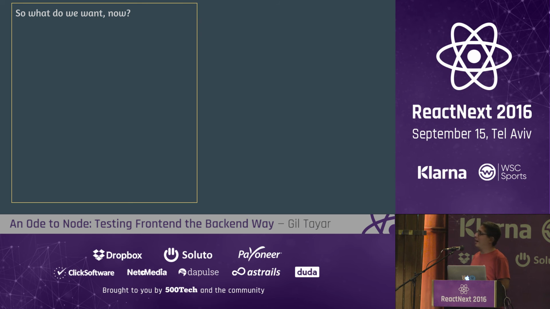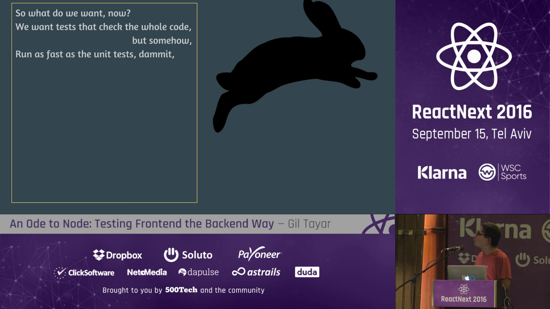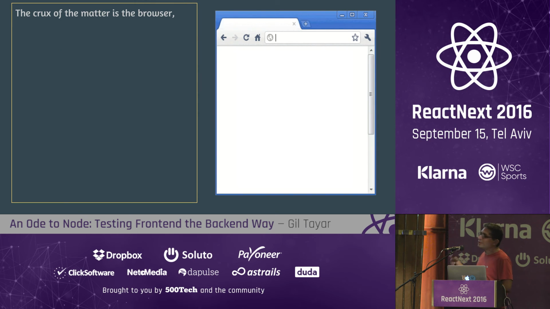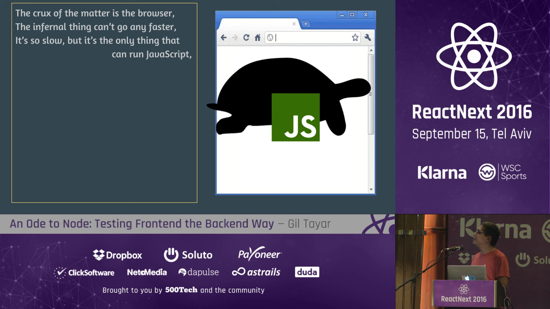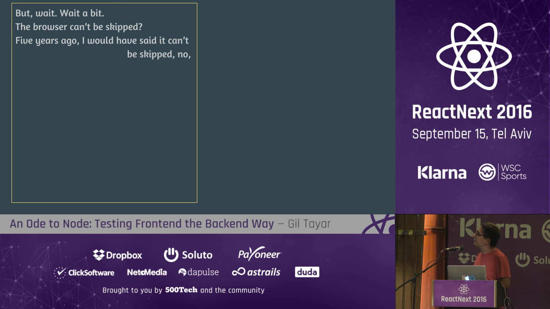So what do we want now? We want tests that check the whole code, but somehow run as fast as the units, damn it. Fast and complete, that's the requirement. The crux of the matter is the browser. The infernal thing can't go any faster. It's so slow, but it's the only thing that can run JavaScript. It can't be skipped. But wait a bit. The browser can't be skipped? 5 years ago, I would have said it can't be skipped. No. But today, we have Node.